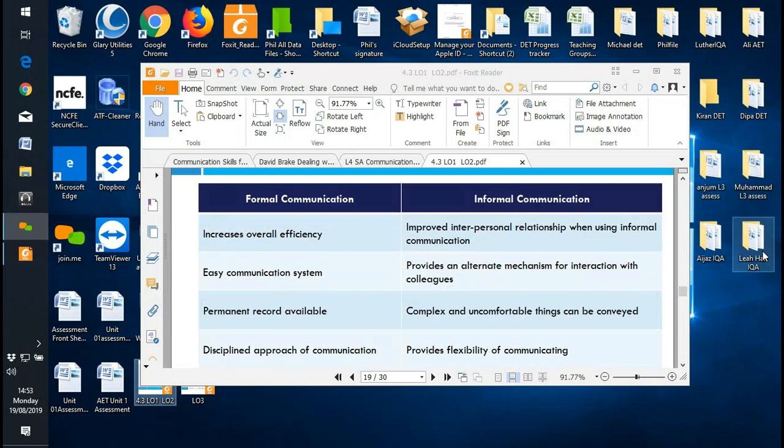Formal and informal communications. Formal communication can increase overall efficiency. It's an easy communication system. You can improve interpersonal relationships when using informal communications.